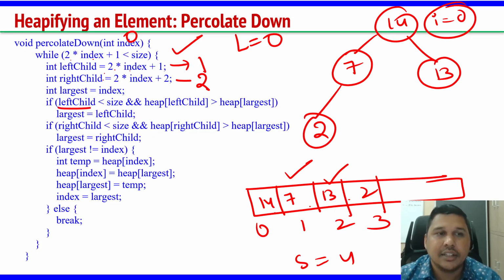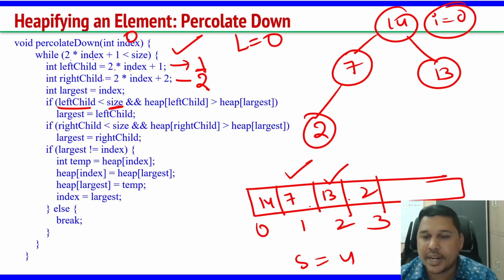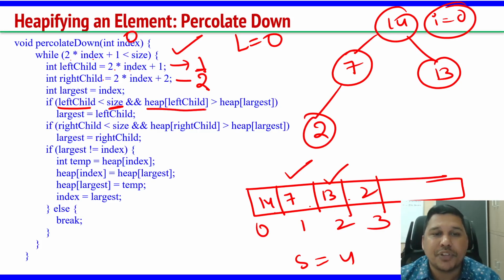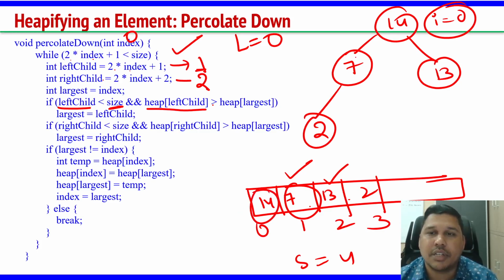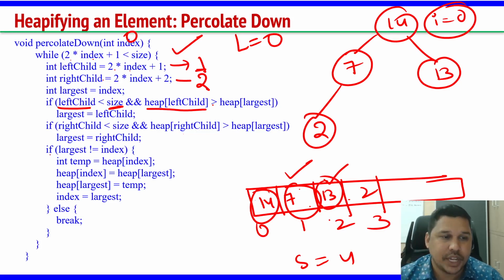If left child, that is 1, less than size, 1 is less than 4, yes, and heap of left child, heap of 1, is greater than heap of largest, 14. Is this 7 greater than 14? Then largest equal to left child. This is not satisfying, 7 is not greater than this. Then if right child is less than size, yes, 2 is less than size, satisfied. Is heap of right child, that 13, greater than this 14? No. Then third one, if largest is not equal to index; largest is equal to index, it is matching, right.